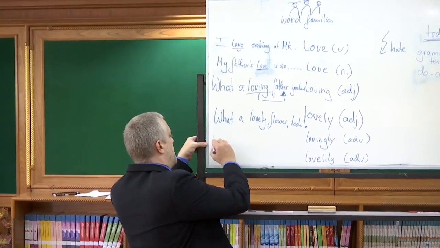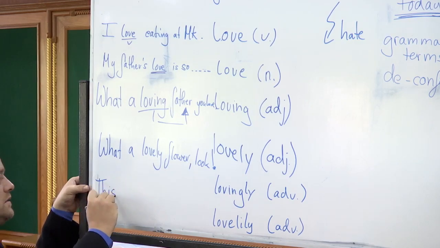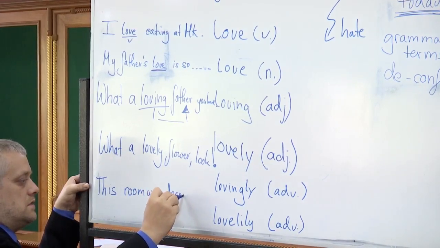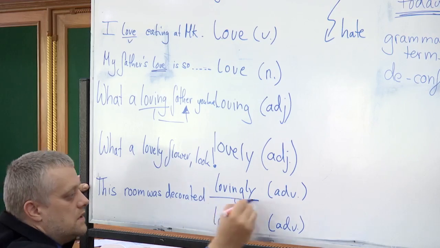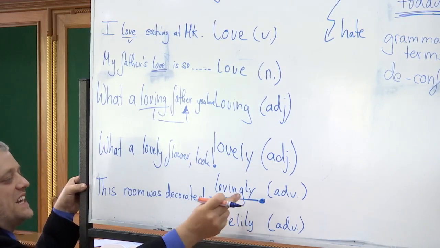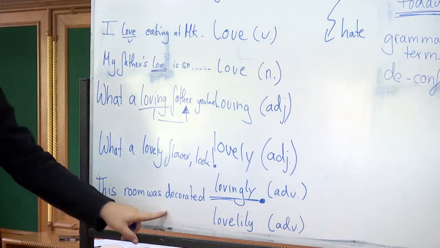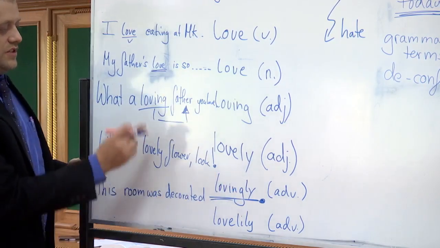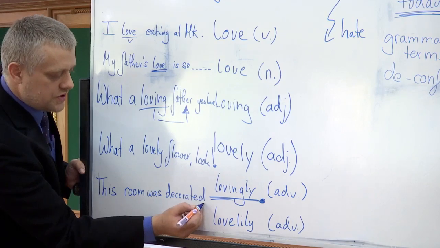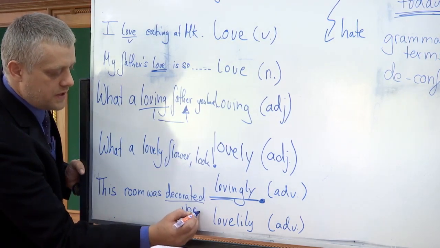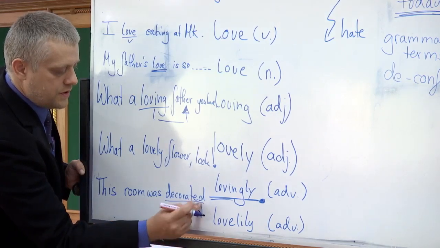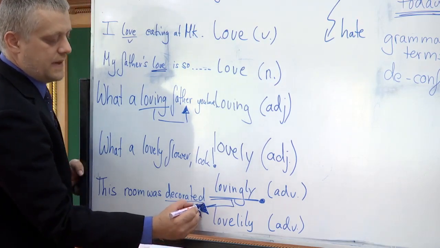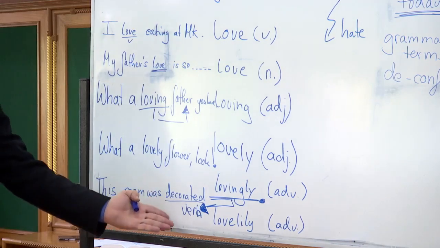So, the full stop shows you that I use this word here. So this room was decorated lovingly. Now we don't have a noun next to it which is described as in the adjective. No, we use it to describe the verb. Verb. So we have an adverb which goes into explaining how this room was decorated.